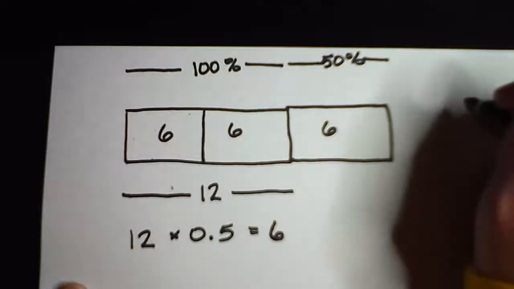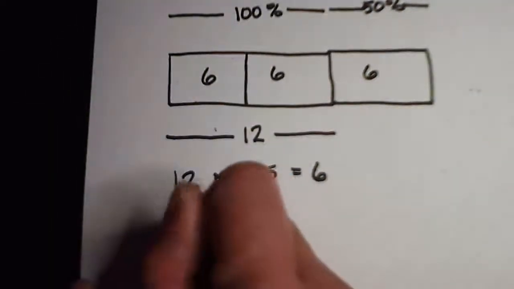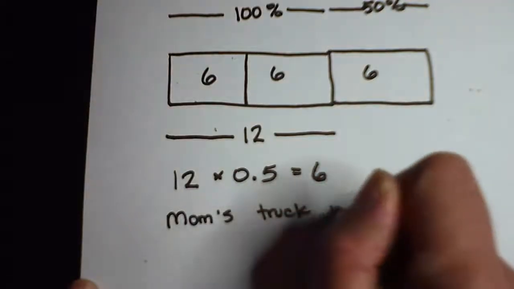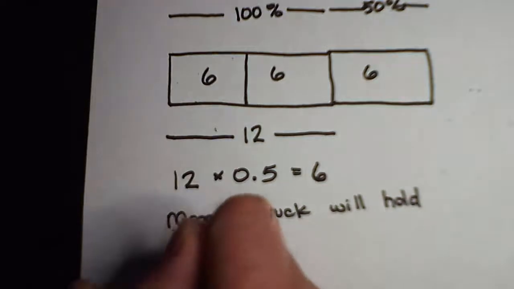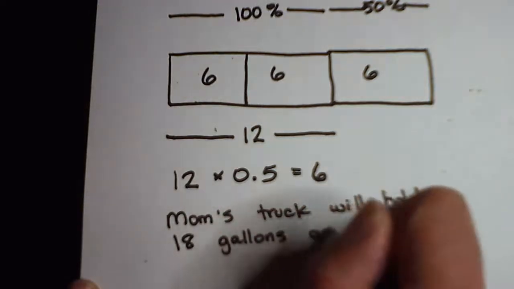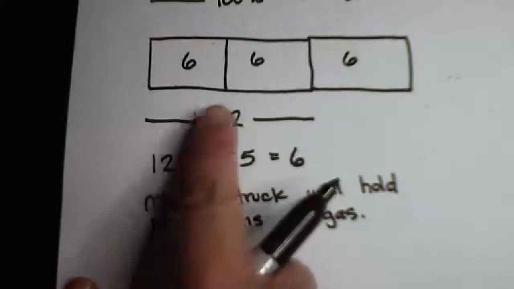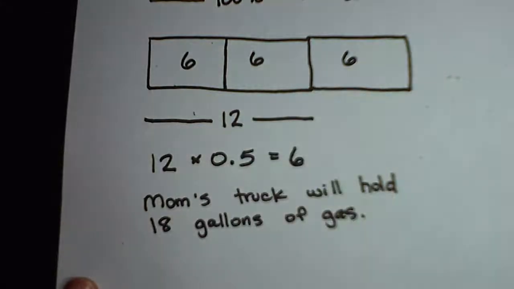And so my sentence might say something like, Mom's truck will hold 18 gallons of gas. And again, I know that because I've got 12 plus 6 more. 12 plus 6 more gives me 18. Now, that's one way to think about it.